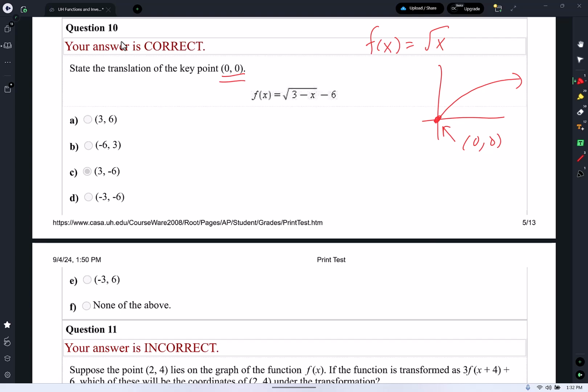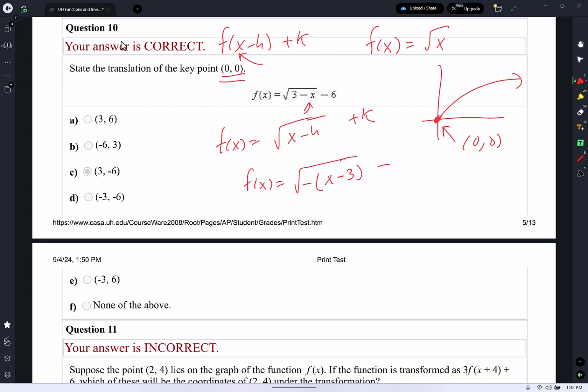So that endpoint, that 0, 0, they want to know where does it go now. So all I have to do is make this function look like square root of x minus h, plus k. I need that x to be positive, so I'm going to factor out a negative. So f of x equals square root of negative parenthesis x minus 3, and then outside that parenthesis minus 6. So there it is. I move 3 to the right and 6 down. By the way, in case you're wondering, that negative makes it open to the left.